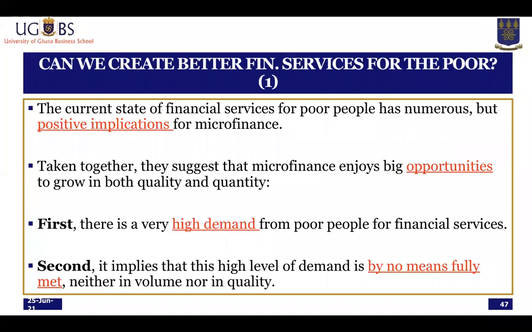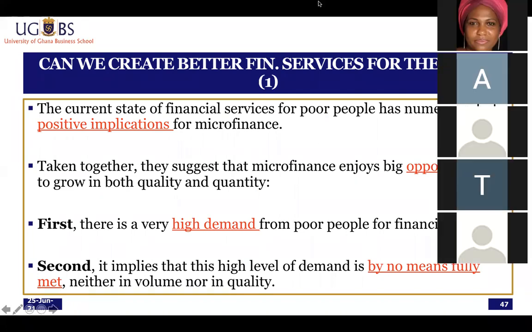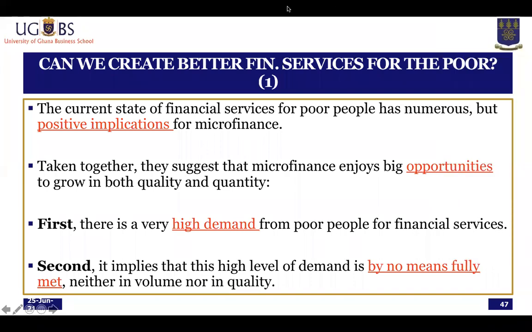And so by leaving out certain people, the question becomes: can we then create better financial services for the poor? So you see that obviously there's a gap in there. The people try to fill it in, but then they fall behind. They are not able to do it all.